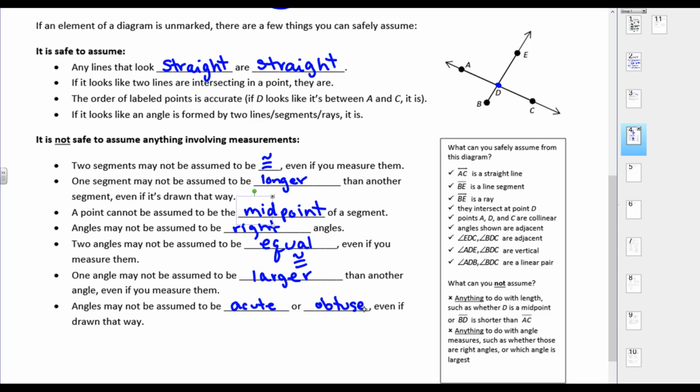So things you can assume. You can assume things about positions in straight lines and rays. You can't assume anything to do with measurements, like midpoints, right angles, congruent segments, unless it's marked.